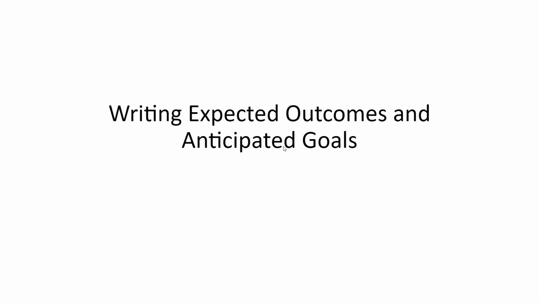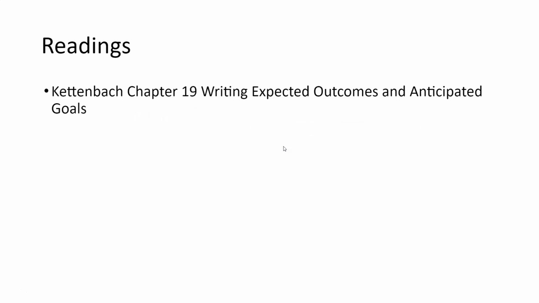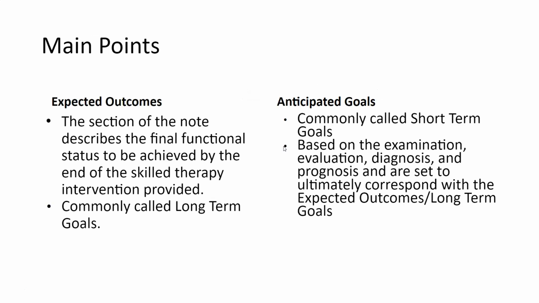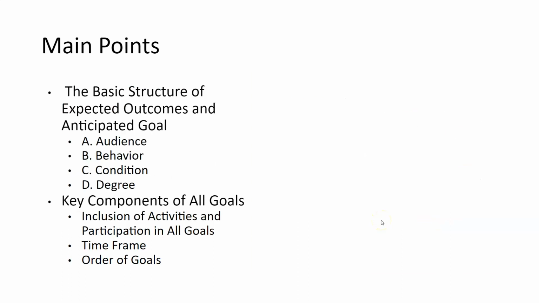So we're going to first talk about how we write these, and then we'll get into the specifics of where they might go as well. So this is chapter 19. When we look now at expected outcomes and anticipated goals, expected outcomes are very much going to be the long-term goals, with very prognosis components associated with them, whereas the anticipated goals are going to be more of the short-term goals that are more associated with the plan of care.